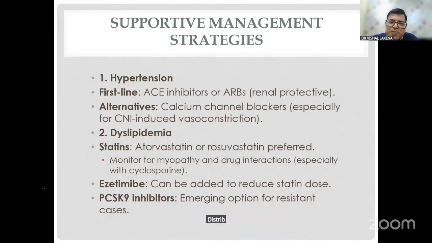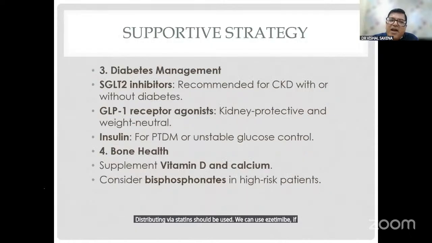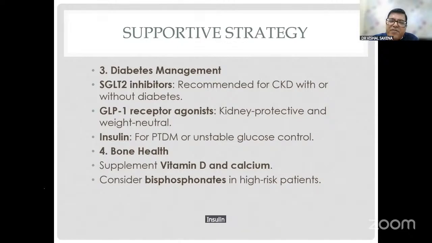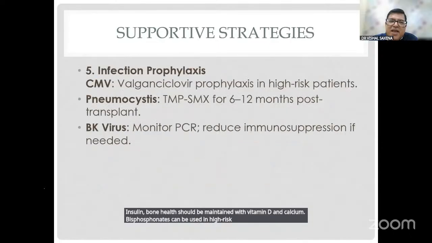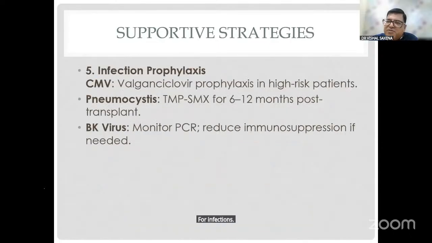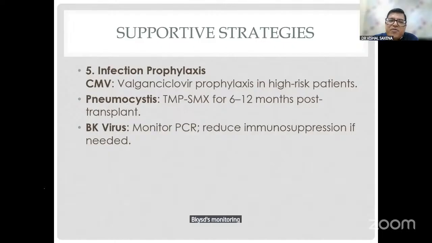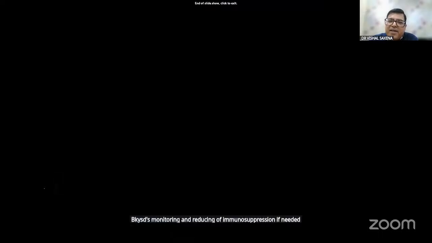For dyslipidemia, statin should be used. We can use ezetimibe if it's available. Diabetes management should be done with GLP-1 receptor agonist, insulin. Bone health should be maintained with vitamin D and calcium. Bisphosphonates can be used in high-risk patients. For infections, CMV prophylaxis we all give for almost 1 year. For PCP, again, Septran we give for 6 to 12 months. BK virus needs monitoring and reducing of immunosuppression if needed. Thank you very much.